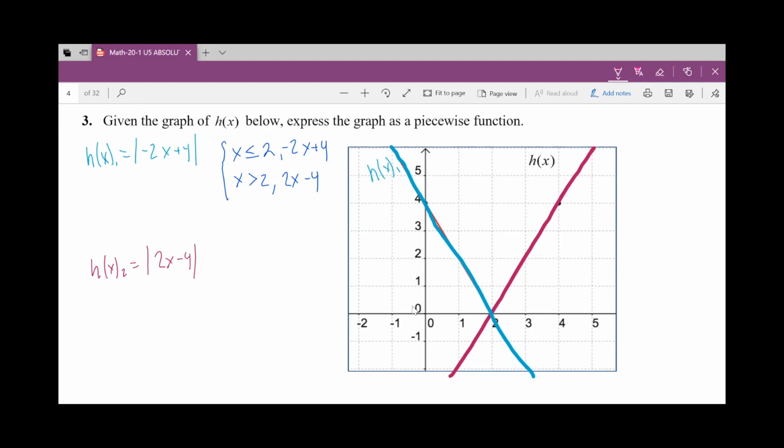Let's look at h of x sub 2. Remember, this is h of x sub 2, okay? The other possible option. And once again, there's two parts. It all revolves around x equals 2. So for x greater than or equal to 2, the original function will be 2x minus 4. But for values of x less than 2, the equation of the line will be the reciprocal of 2x minus 4, which is negative 2x plus 4.